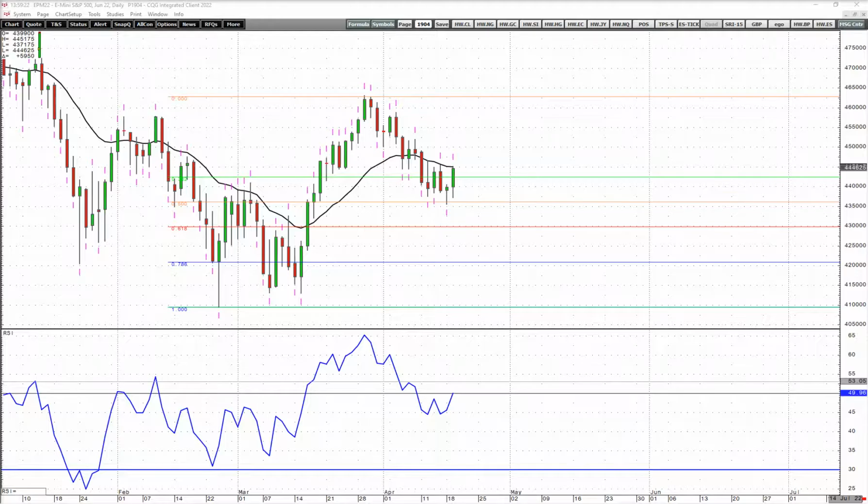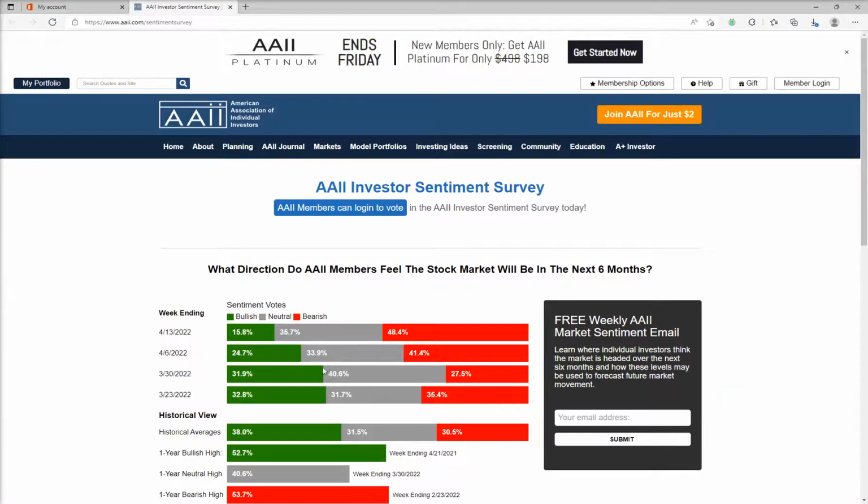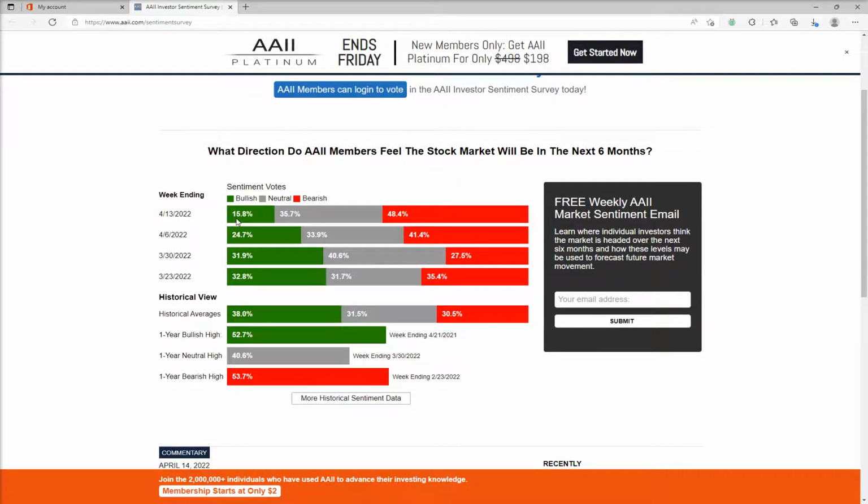measure of that, and that is the AAII sentiment. This comes out every Wednesday, and last Wednesday only 15.8% of people voting said they feel bullish. They think the market will be higher in the next 6 months. This is a very simple indicator, because they ask one simple question: where do you feel the stock market will be in the next 6 months? Higher, lower, about the same. And this 15.8 is historically the lowest reading ever.